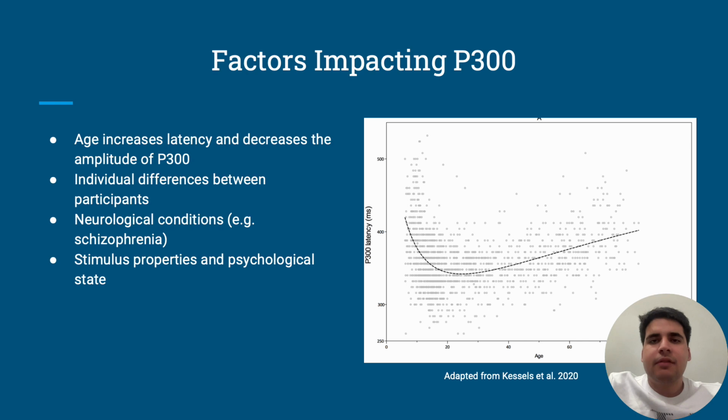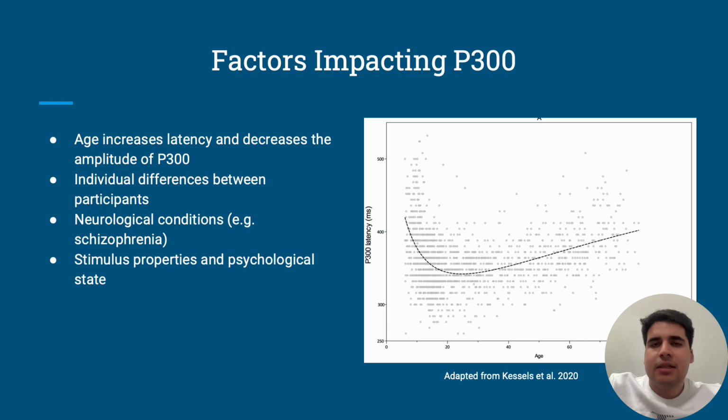Lastly, let's talk about the factors that impact P300. As we already discussed, each individual has a slightly different P300, but there's also different factors that we should be aware of. For example, increased age increases the latency of the P300, but increased age decreases the amplitude of the P300 wave. Secondly, neurological conditions such as Alzheimer's disease or schizophrenia or even ADHD have been shown to influence the P300 wave.